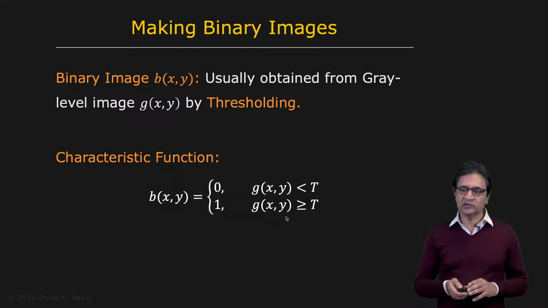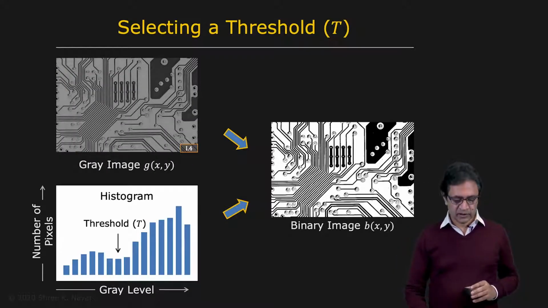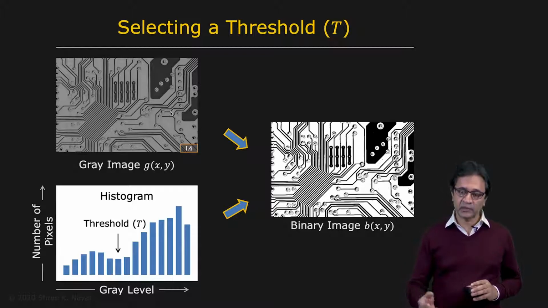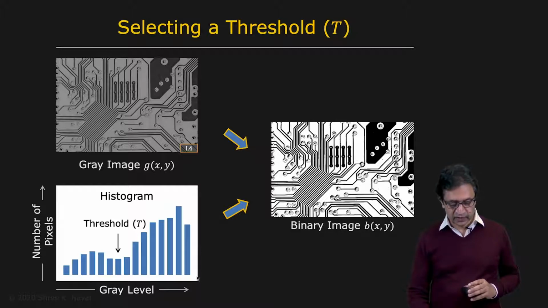So how do you set this threshold? Here is a gray level image, and if you first compute the histogram of this image, the histogram is shown right here. You have gray levels from, say, 0 to 255 on the horizontal axis, if it's an 8-bit image. And for each gray level, you have the number of pixels in the image that have that gray level. That's the histogram. And you see that the histogram has two modes.